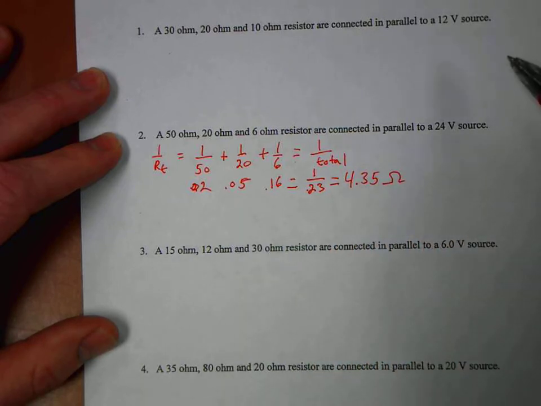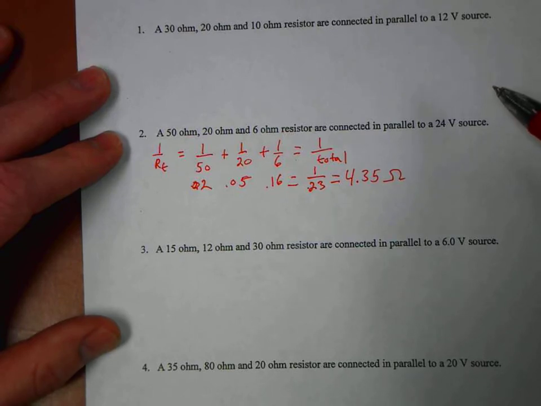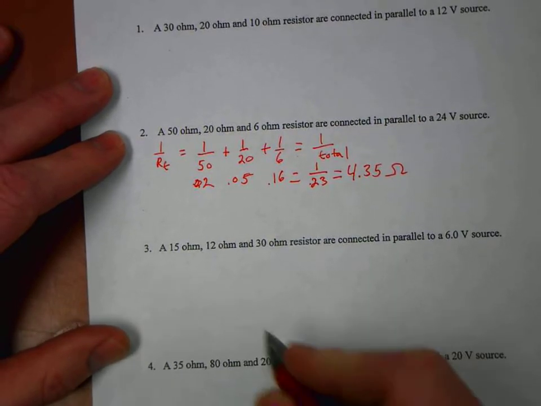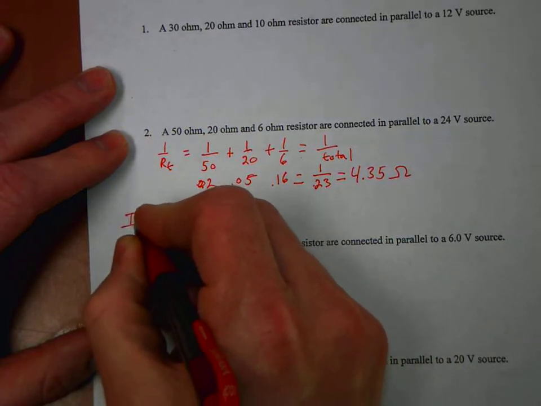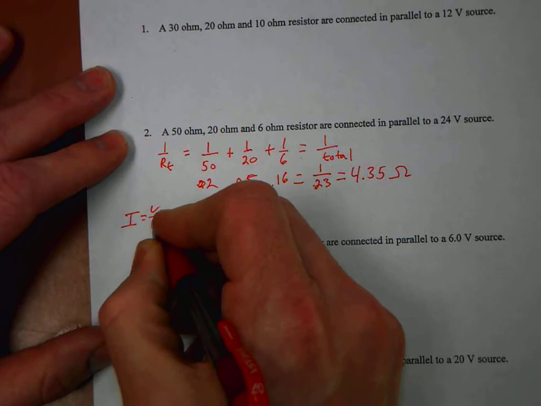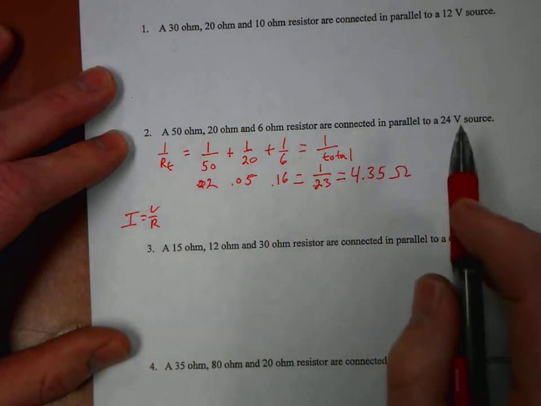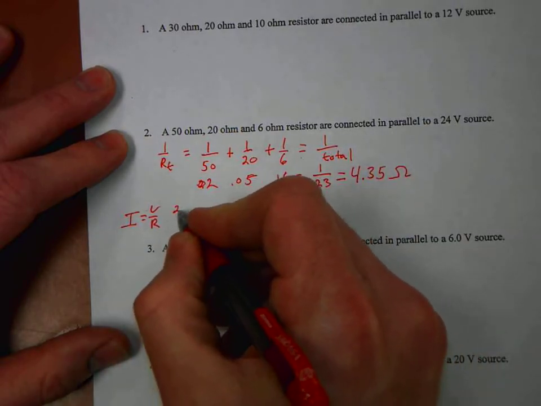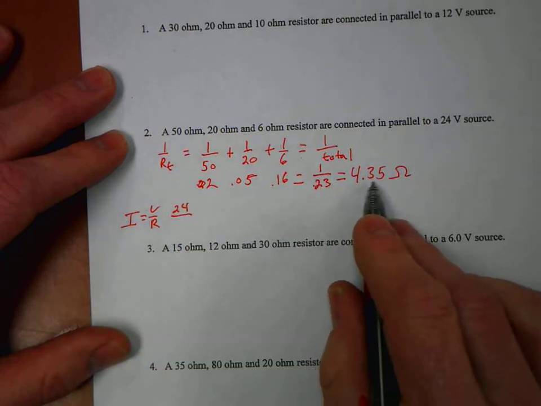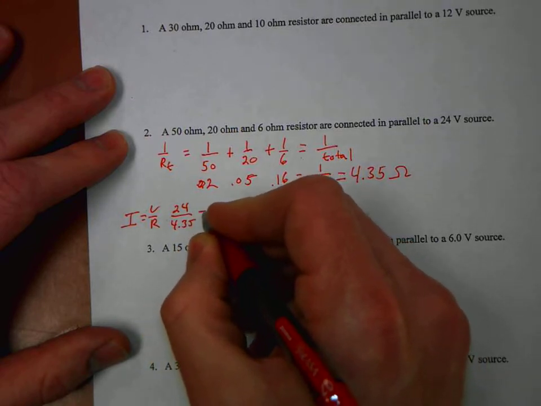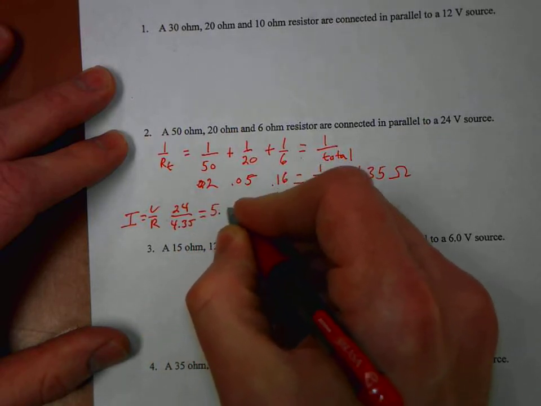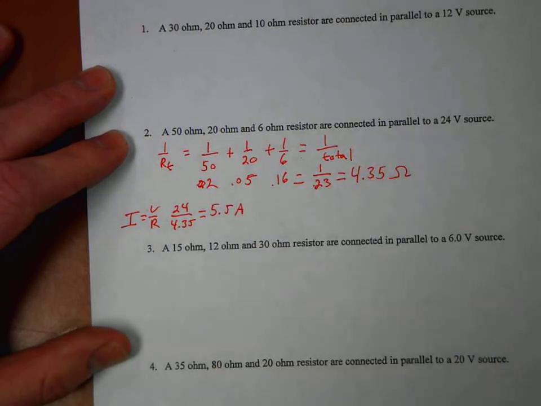So the next one we want to do is calculate the current of the circuit. Well, the current of the circuit, we know from Ohm's law, is going to be I, which is V over R. We know the voltage from the problem, 24 volts. We have the resistance, what we just calculated, 4.35. This is going to give us 5.5 amps.